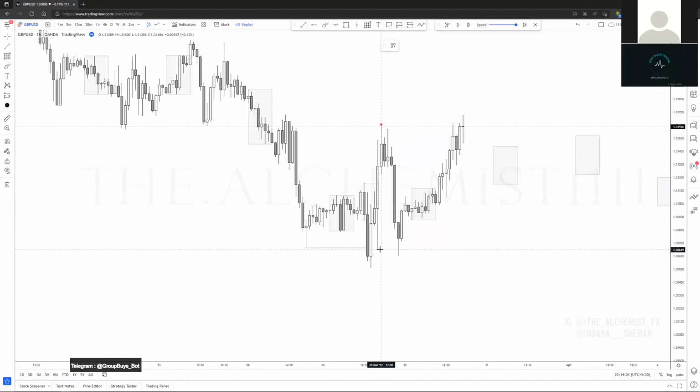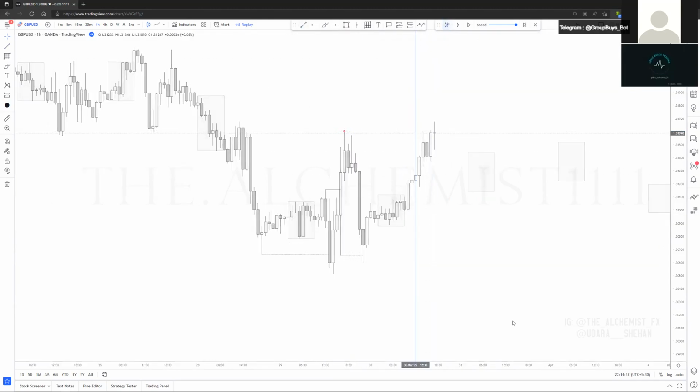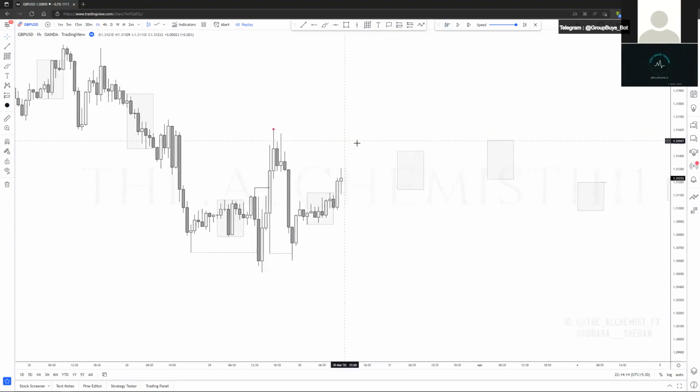Now after this gets taken out, you know that your next target will be, let's say we were somewhere down here. Now this day, after this low gets taken out, this was the internal range liquidity.